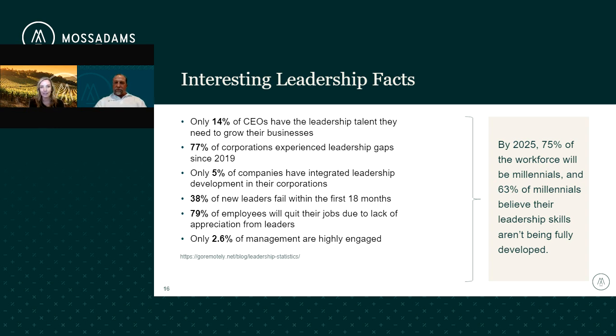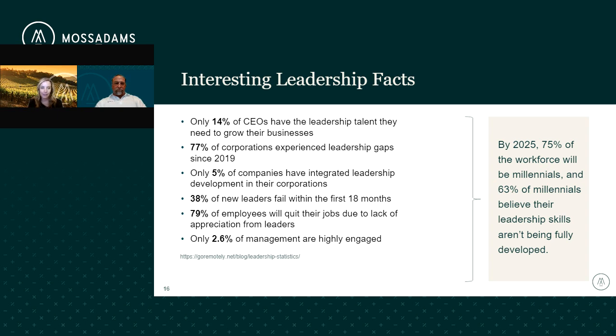Brett's slides are leading up to many of these, but a couple of them back them up: 77% of corporations have experienced leadership gaps since 2019. So there's definitely a trend happening across corporations where we are not building a pipeline of leadership skills, because that's almost 80% of corporations that are experiencing leadership gaps since 2019.